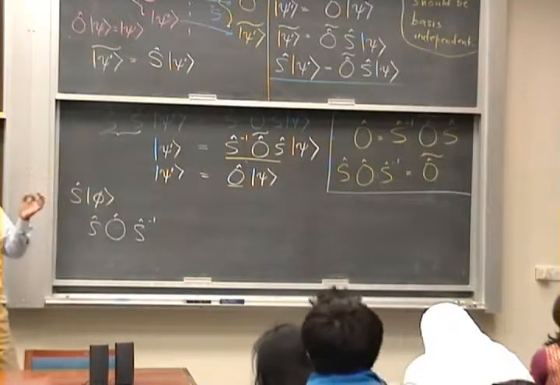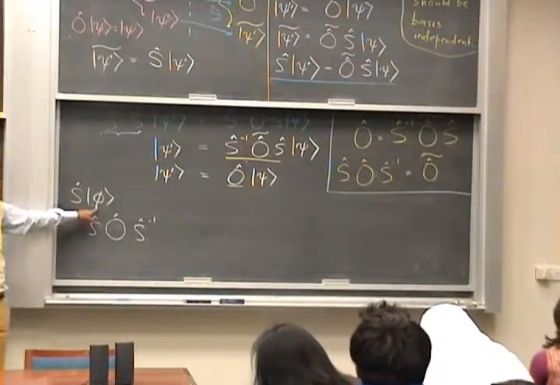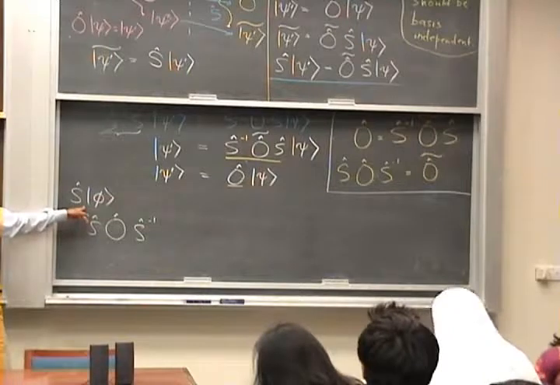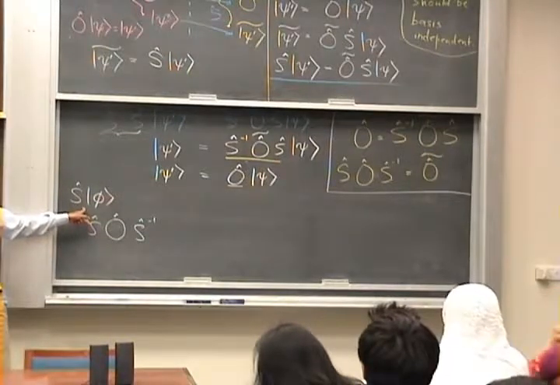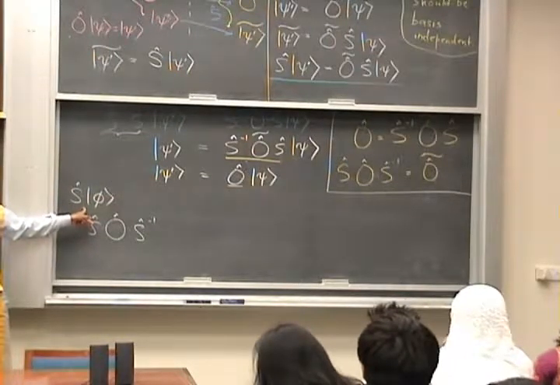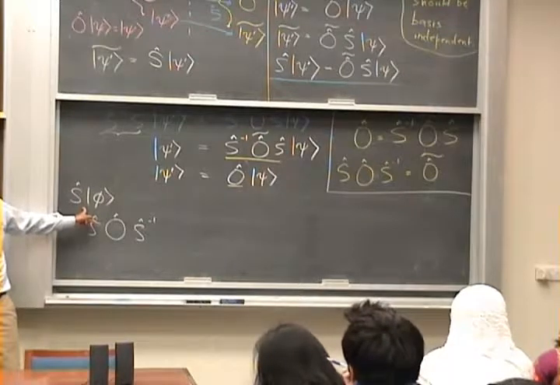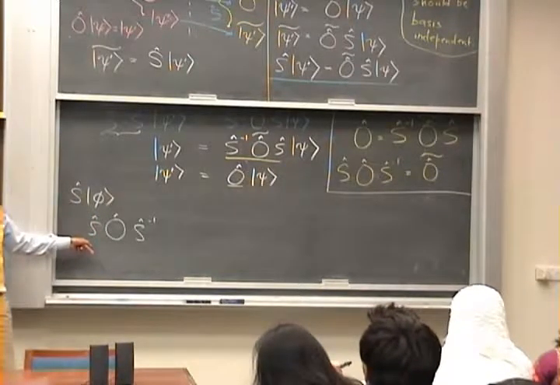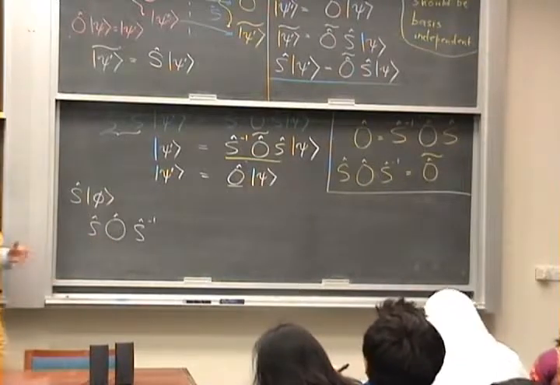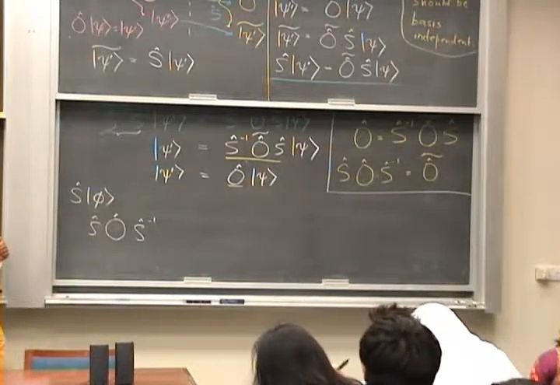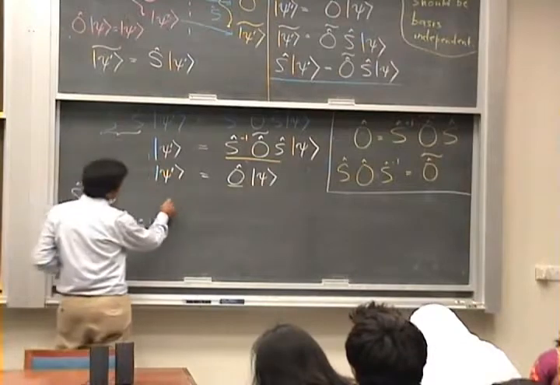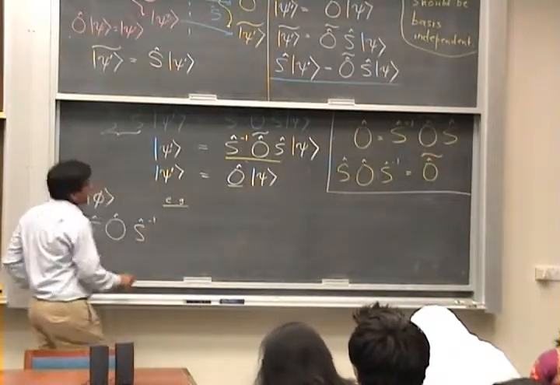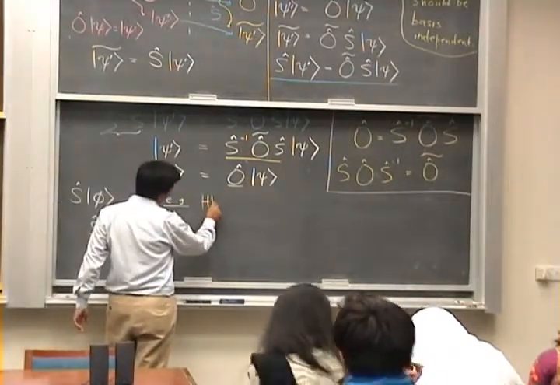So, notice one thing. If you have a state, you just pre-multiply it with a similarity operator to get the same state in a new basis. However, for operators, you will have to do a pre and a post multiplication. This is something very important to realize. For example, let's look at a half-wave plate. Okay?